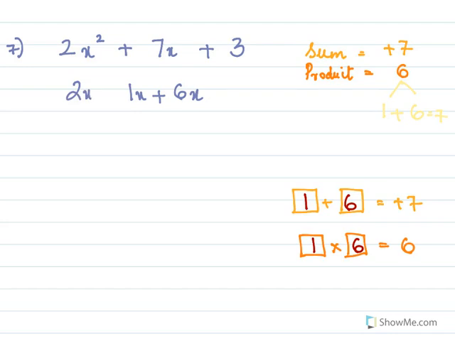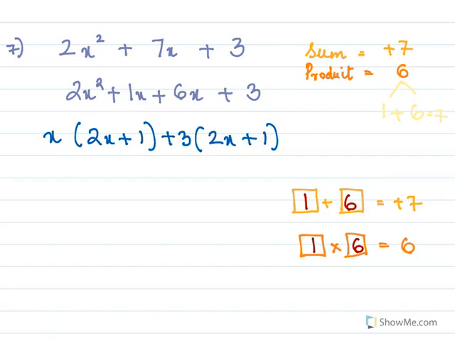So you write 2x square plus 1x plus 6x plus 3. Now here you take common out. The common out in this case will be x. So what will remain here is 2x plus 1. And here common out will be 3. So what remains here is 2x plus 1. Now you take 2x plus 1 common out. So this we've taken out, and what will remain here is x plus 3.